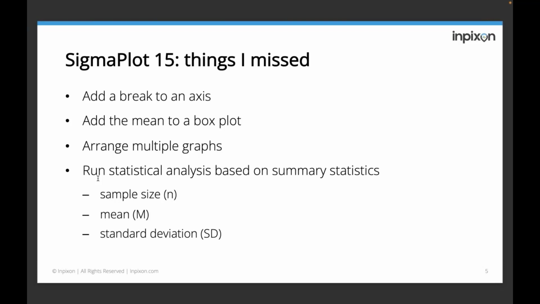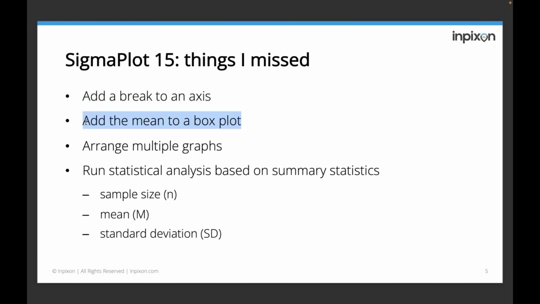For example, some things I missed in other programs, in things like adding a break to an axis. It's something you want to do sometimes, but it's very hard to do in many programs. There's no option for this. Here in SigmaPlot, we have a checkbox for this, and just check it and you're done.